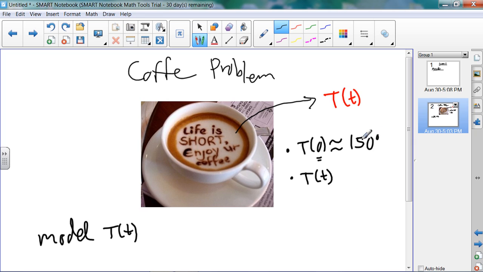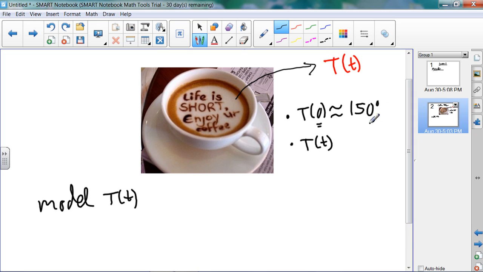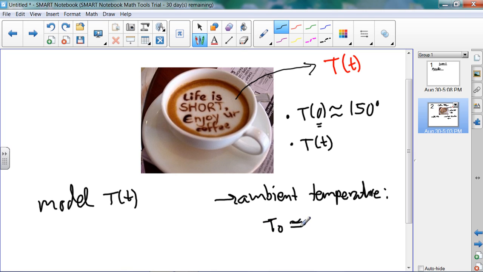But of course, if the coffee is at 150 degrees, we really have to situate this problem within the grander scheme of where we are. If we're in a room that is already at 150 degrees, chances are the temperature of the coffee is not really going to change. Part of the reason why our coffee cools down so quickly is because the ambient temperature is much lower compared to the coffee's temperature. So let's say our ambient temperature, let's call that T sub 0, is somewhere around maybe 74 degrees Fahrenheit. So that's our room temperature, just about.